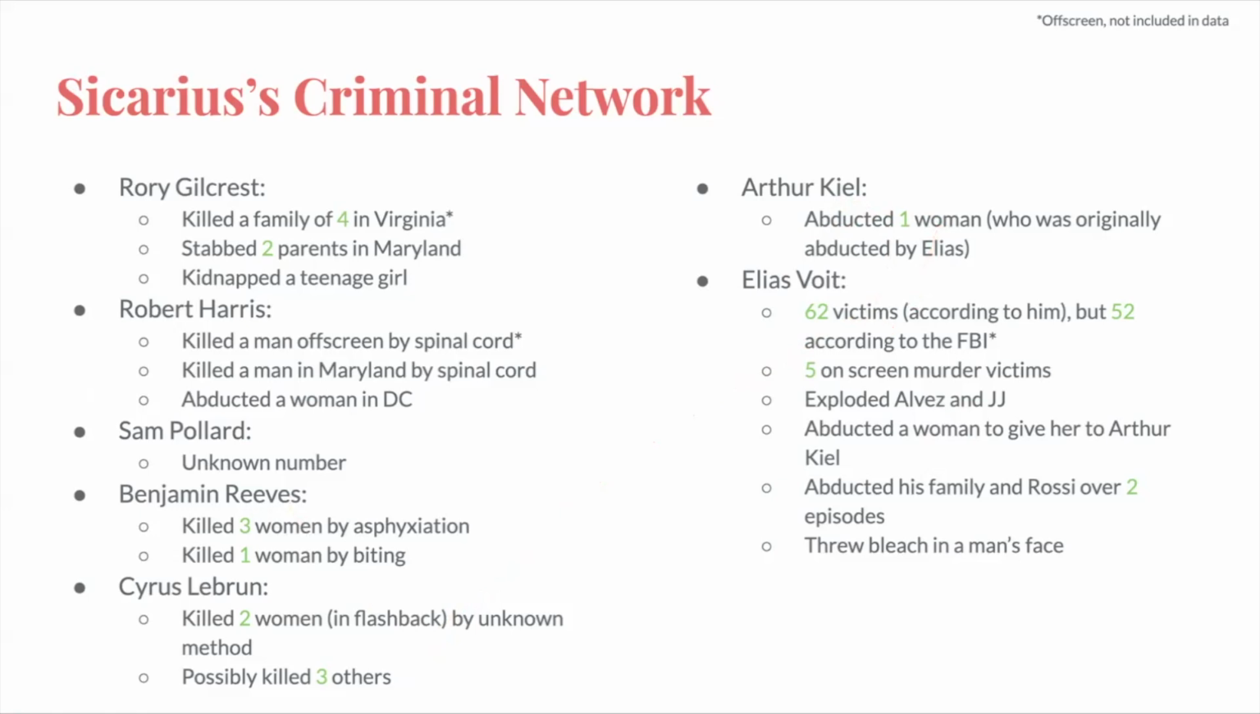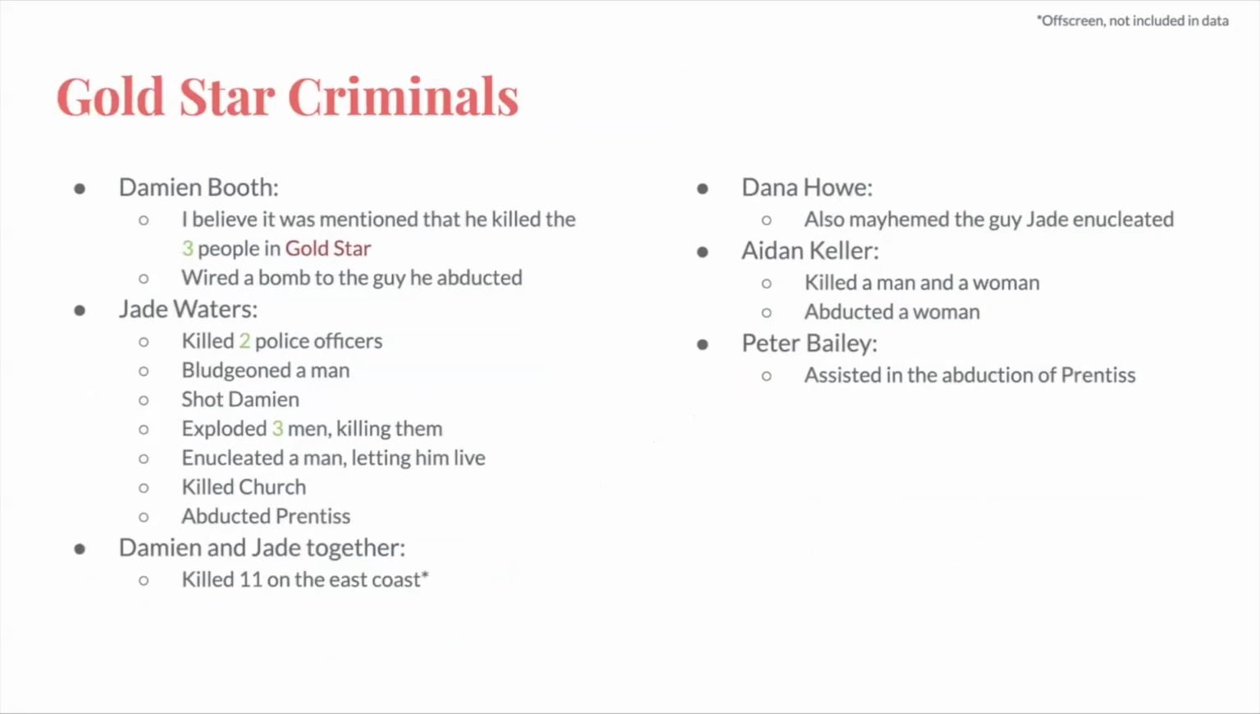He has only 5 on-screen murder victims scattered throughout the season. He exploded Alves and JJ. He abducted a woman to give her to Arthur Keel. He abducted his family and Rossi over 2 episodes and threw bleach in a man's face in prison. The Gold Star Criminals is almost another criminal, I won't say network, but like cohort. I don't know if that's a word.